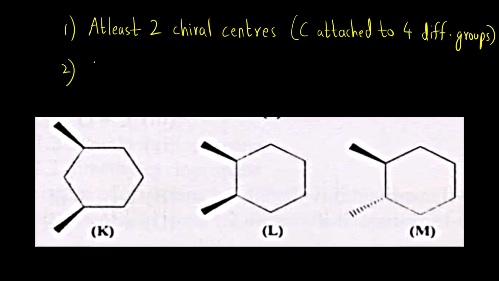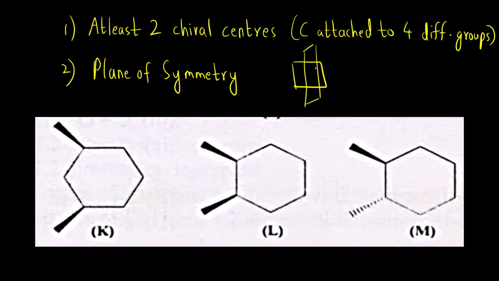The second important condition is that there should be a plane of symmetry present. Now what is a plane of symmetry? That we had seen multiple times. Suppose I take a molecule, let's say cyclobutane. I pass a plane through this molecule like this, such that one half of the molecule is exactly the mirror image of the other half. Then we call this plane a plane of symmetry. If there is no mirror image, then it will not be a plane of symmetry.